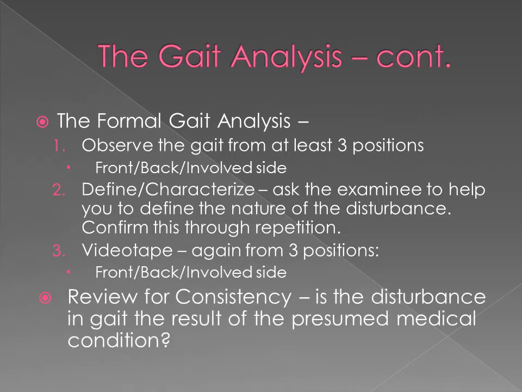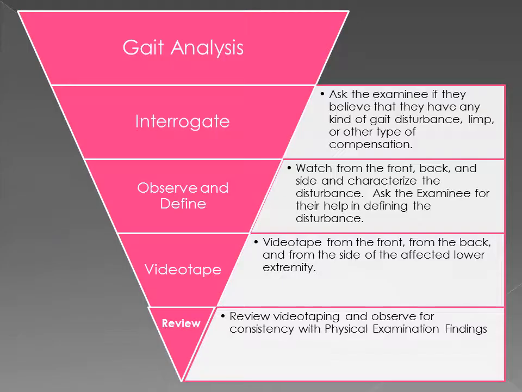When you get back to your office later, you're going to want to review this videotaping for consistency. Consistency meaning consistency with the history, consistency with the medical records. You're going to review your observed gait disturbance for consistency with known anatomy and physiology. We'll get into a breakdown of the gait cycle here in just a minute. And you're also going to review the observed gait disturbance for consistency with your examination findings. This is an important review, a review for consistency. So just to review those steps, the gait analysis involves observation, interrogation, definition, videotape, and review.